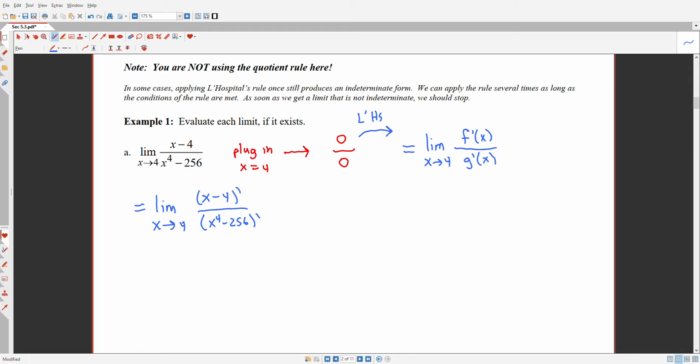And what have we learned? Well, unless our functions are really, really ugly, taking derivatives often simplifies functions. So after we take a derivative of the top and divide it by a derivative of the bottom, the top derivative is really easy. That's just 1. The bottom derivative is just 4x cubed. And now we can try to plug in x equals 4 and see if we get a number. And indeed, what we get here is 1 over 4 times 4 cubed. That's going to be the same thing, it turns out, as 1 over 256.